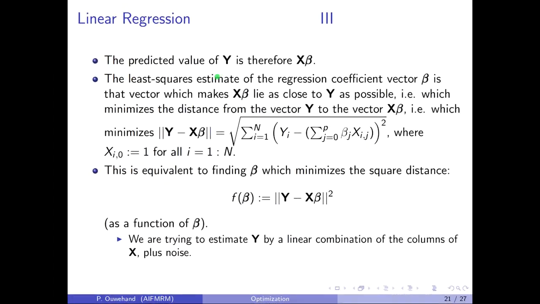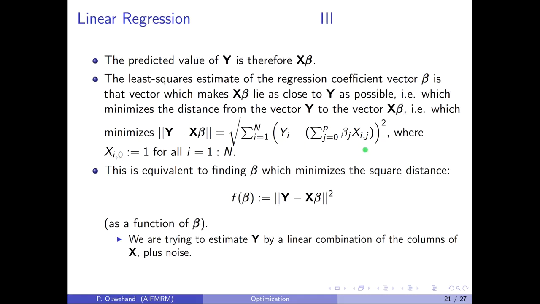The predicted value of y is therefore x times beta. Now we'd obviously like the predicted value to lie as close to the actual value as possible. The least squares estimate of the regression coefficient vector beta is that vector beta which makes x beta lie as close to y as possible. In other words, it's the vector which minimizes the distance from the vector y to the vector x beta. Now that distance is given by the length of the vector y minus x beta, which is just the square root of the sum of the squares of the differences.